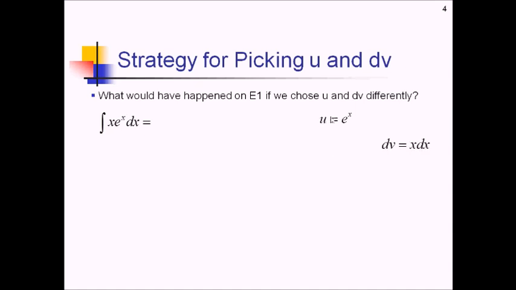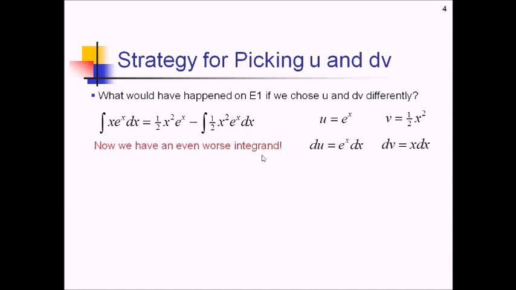Well, in that case, you would have a du of e to the x dx, and a v of, now we have to integrate, this would be 1/2 x squared. And then multiplying it out, plugging in, following the 7 here, this would be 1/2 x squared e to the x, minus, going this way now, the integral of 1/2 x squared e to the x dx. And at this point, you're like, okay, now I just need to take my antiderivative over here. But this expression here is actually even worse than what you started with. So if you're getting a worse integrand, you've probably chosen u and dv wrong.